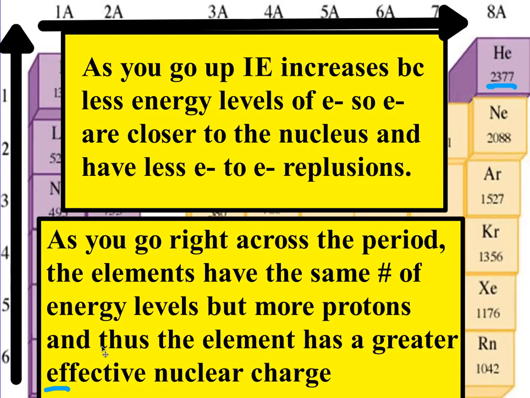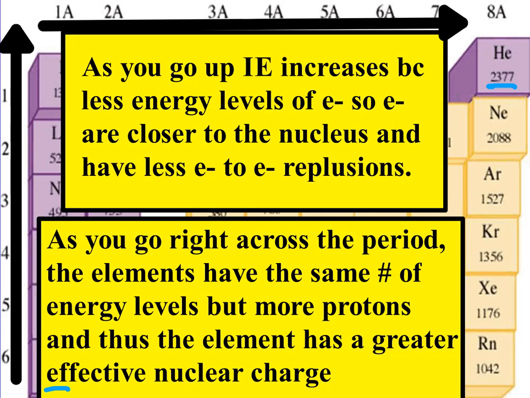And as I go right across the period, the elements have the same number of energy levels, but more protons, and thus the element has a greater effective nuclear charge. It's able to attract those valence electrons much more effectively, pulling them in, making it harder, or requiring more energy, to remove one.